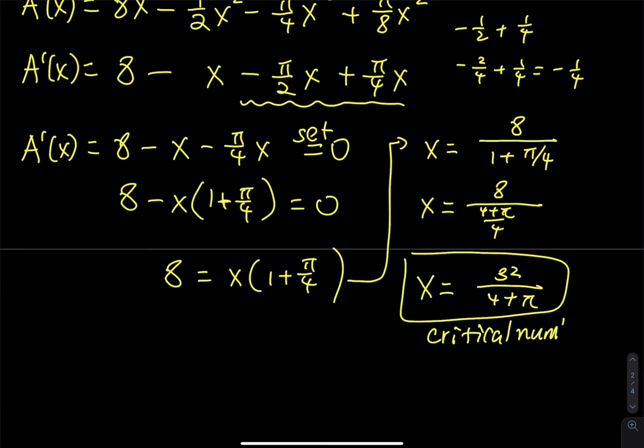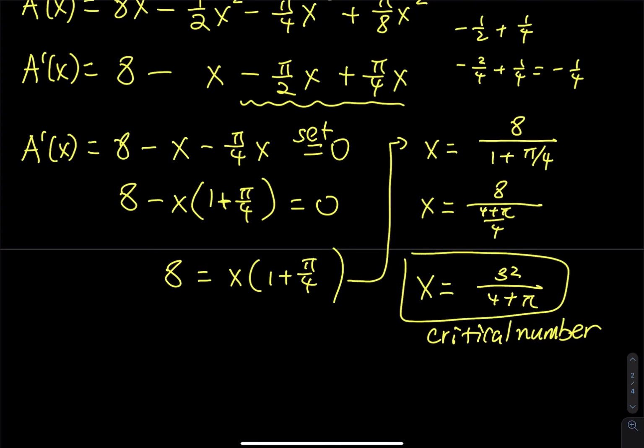What is the problem asking? If you go back to the beginning of this video, they are asking you to maximize the area. So this critical number is obtained from an area function, the derivative of area. So that means we have to prove that at this number there is a maximum.